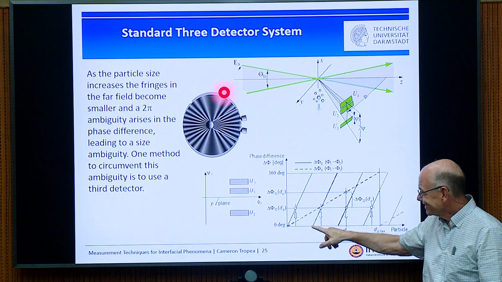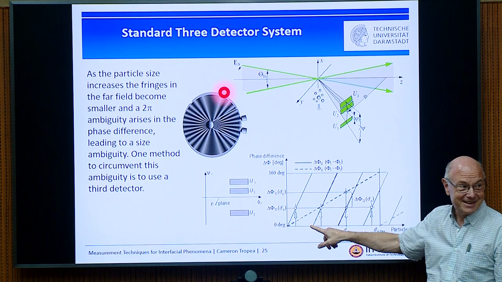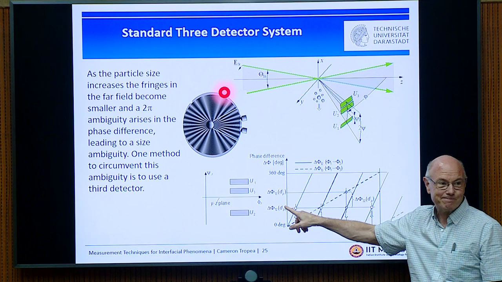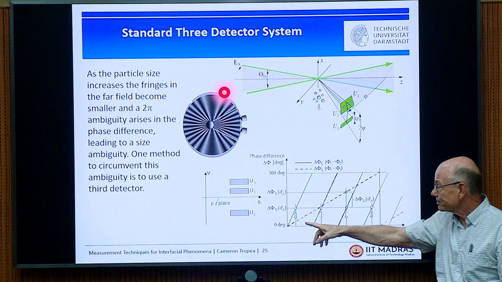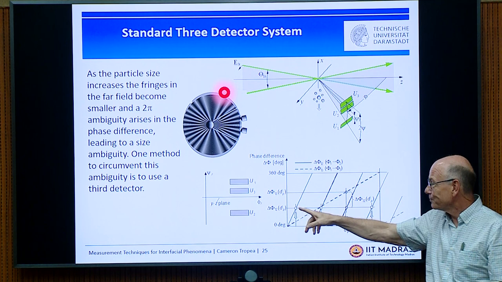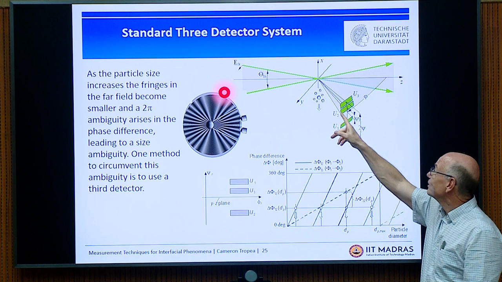the phase shift, 361 degrees is 1 degree. So you're back here. So then you say, I measured a phase shift. What's the particle size? Not too sure. Is it this one or this one? I don't know. We call it 2 pi ambiguity. And so the solution with the third detector is that it has a different line. It has this line.